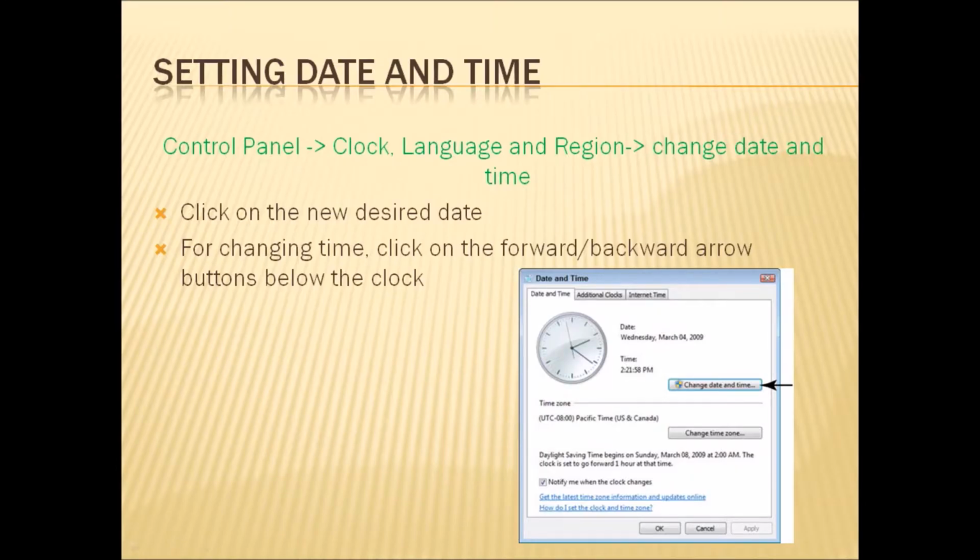Now we will see how to change the date and time using the control panel. First, we have to open the control panel, then go to the option clock, language and region, then click on the option change date and time, and then click on the new desired date for changing your date. For changing time, click on the forward or backward arrow buttons below the clock. Arrow buttons will be available below the clock. You can click those arrows and change the time.